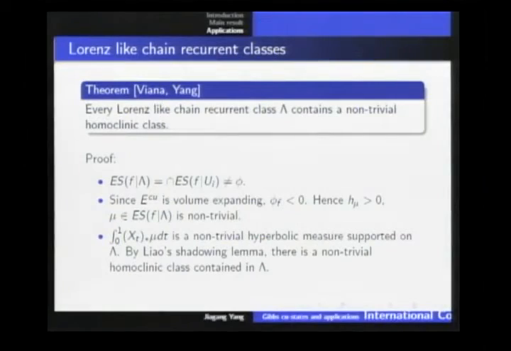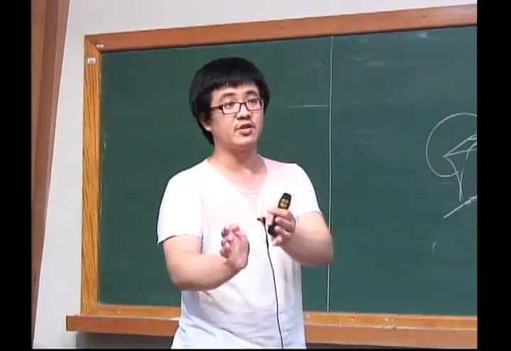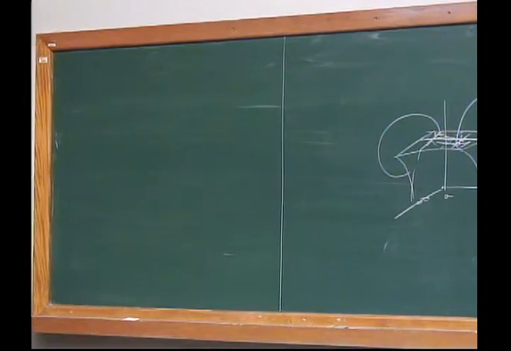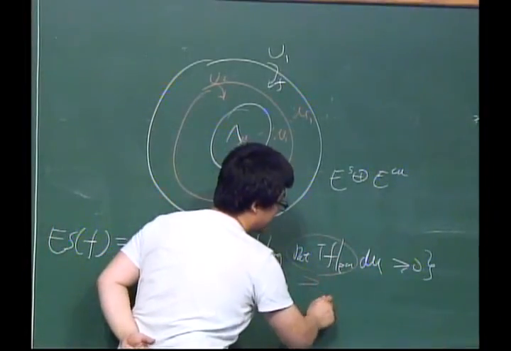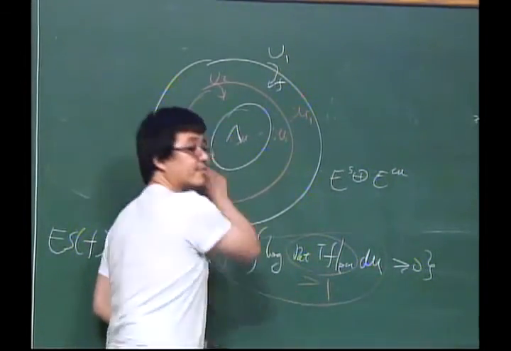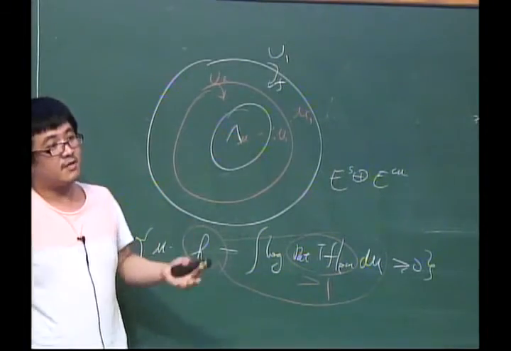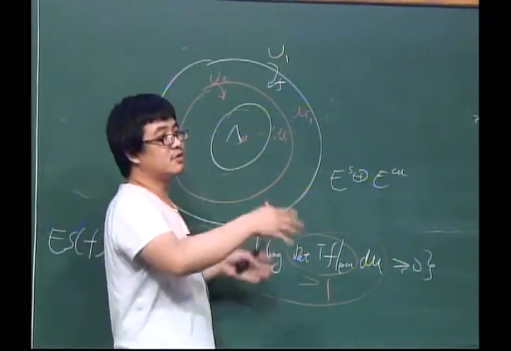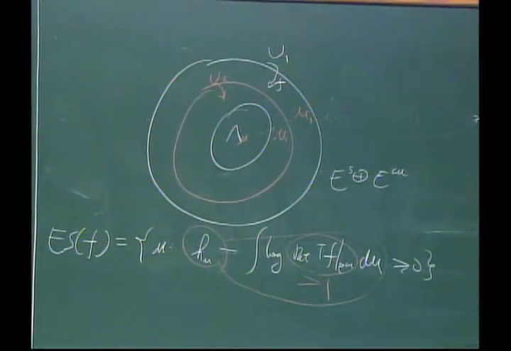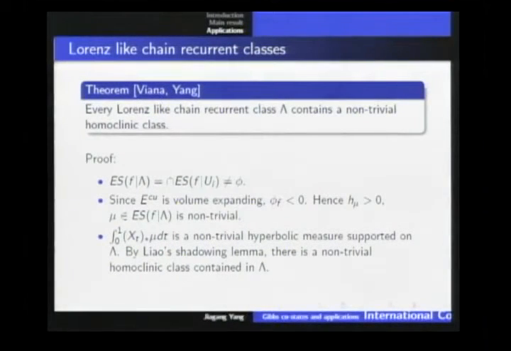It's not empty. And remember that CU is volume expanding. That is the definition: volume expanding means the determinant is larger than one. So the log determinant is larger than zero, the integration should be larger than zero, and the minus part should be smaller than zero. This explains to us that any such equilibrium state should have positive entropy. If it has positive entropy, what does it imply? It implies this measure is not trivial.